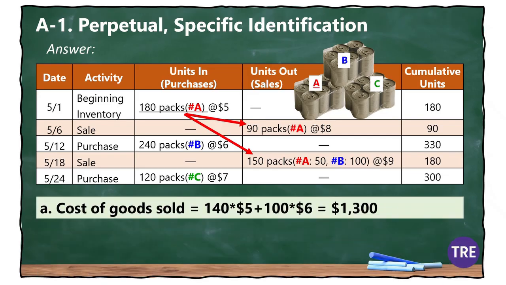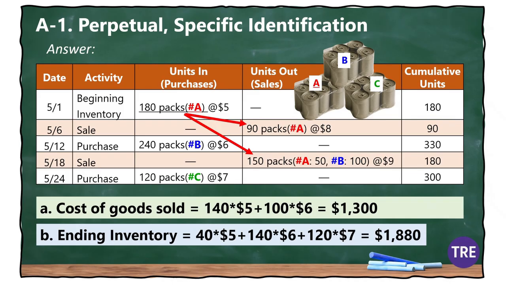Cost of goods sold comes from what was actually sold, 140 units from Batch A at $5, plus 100 units from Batch B at $6, that gives us $1,300. Ending inventory includes what's left, 40 units from A, 140 from B, and 120 from C. Multiply by their respective costs, and we get $1,880 remaining in inventory. So under specific identification, every sale is linked to its actual purchase batch. This method works well when products are unique or easily tracked, like cars or jewelry.